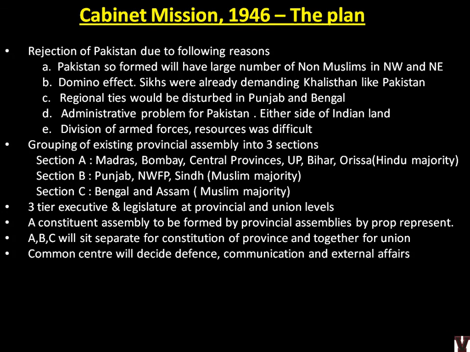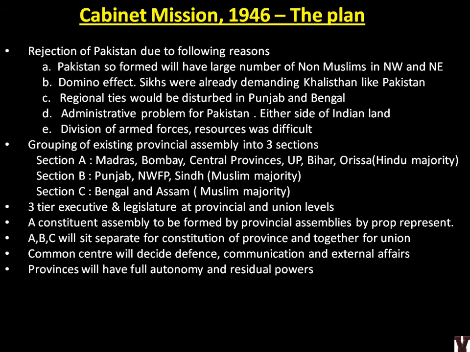Common center will decide defense, communication and external affairs. If you remember, the CR formula had suggested a similar thing. A common center should be there where important things should be controlled. It's not like everything will be partitioned. The defense, communication and external affairs should be central.